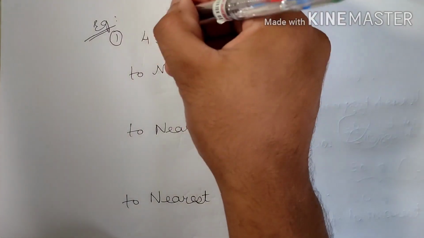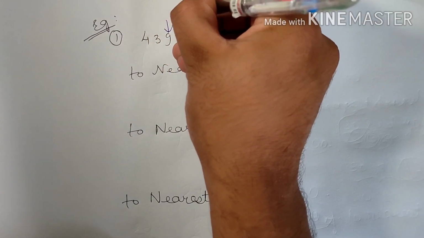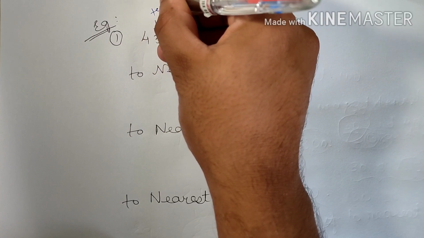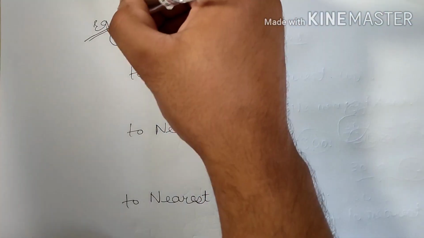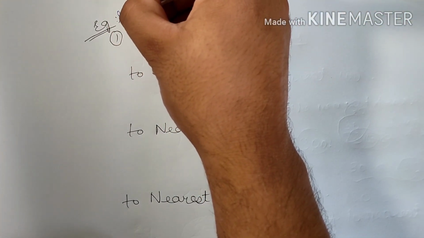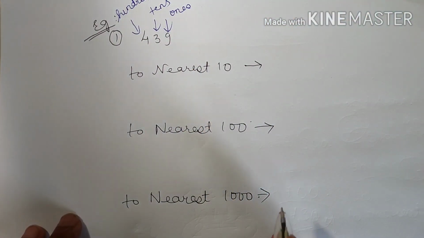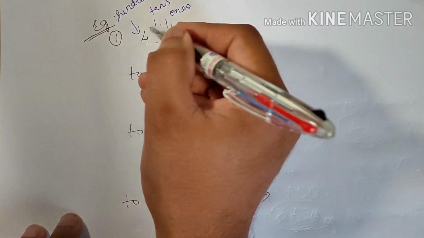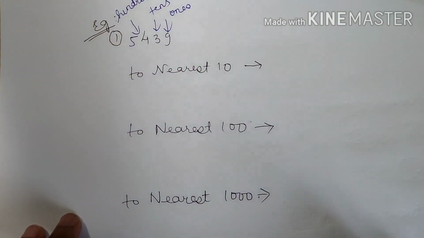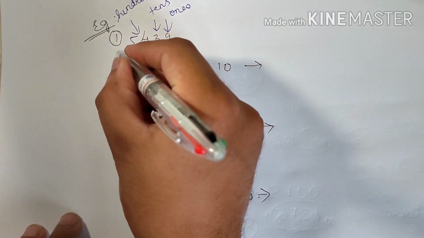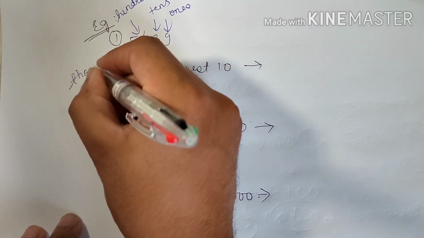So now see, this is in ones place, this is in tens, and this is in 100. But for 1000 we don't have, isn't it? So let's add one number. Let's say this be 5439. Because we need a 1000 place also, so let this be 1000.